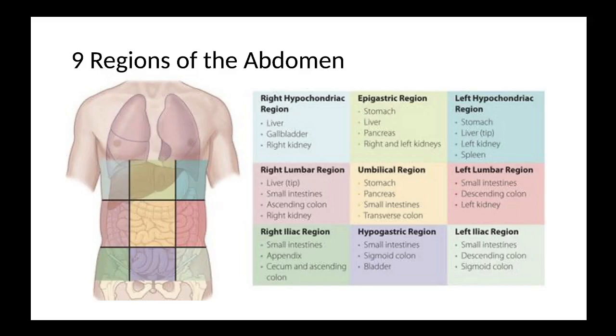Epigastric region is going to be associated with your stomach as well as part of your liver, because the liver extends over into your epigastric region medially, right? It can also be associated with the pancreas. And then the left hypochondriac region is also going to be associated with your stomach, and then the very tip of the liver, as well as your spleen.